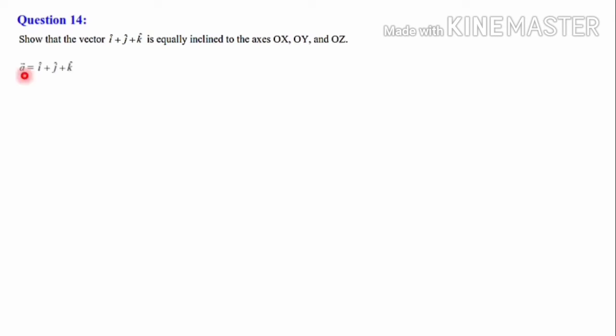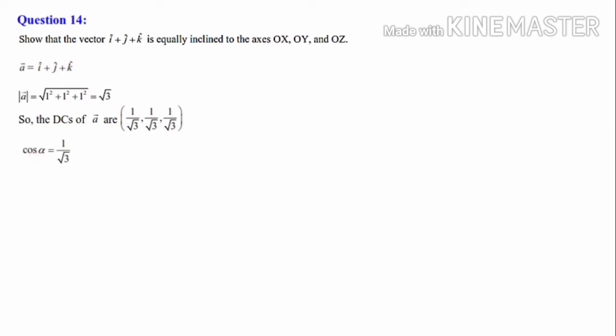So let's take the given vector as A. Vector A is equal to i cap plus j cap plus k cap. Then the magnitude of vector A we can calculate: root of x square plus y square plus z square, that is root of 1 square plus 1 square plus 1 square, which is equal to root 3. Then the DCs of A we can write as x divided by the magnitude: x is 1, so 1 divided by root 3, y also 1 divided by root 3, and z also 1 divided by root 3. So the DCs are 1 by root 3, 1 by root 3 and 1 by root 3.